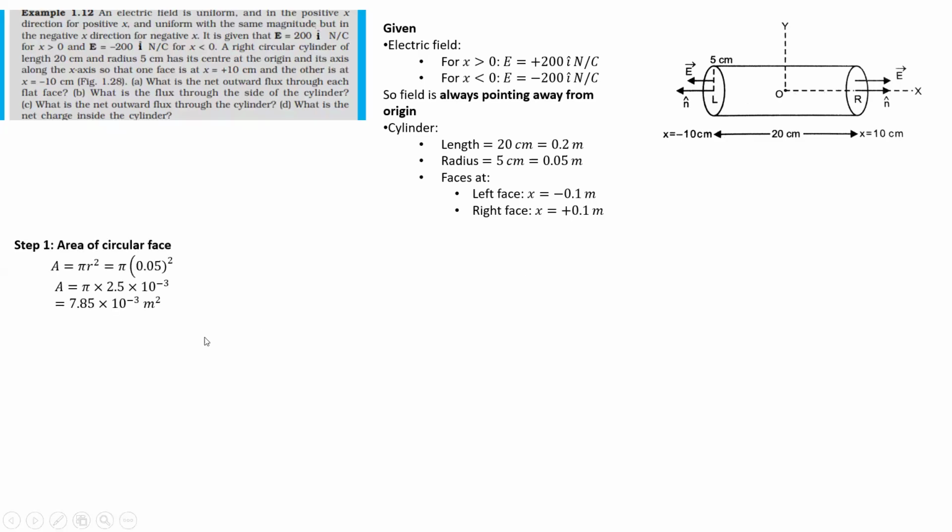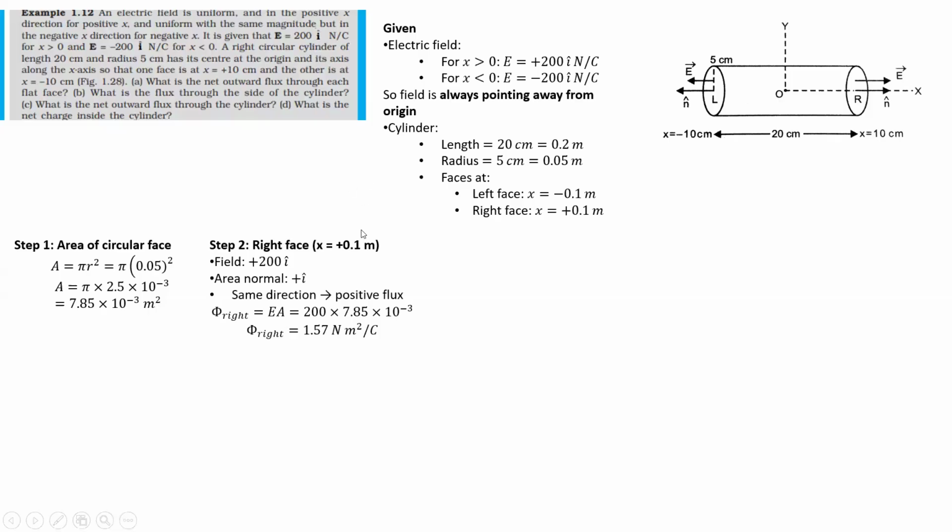Step 1, we first find the area of the circular face. Area is equal to pi r squared, pi into 5 centimeter divided by 100, that is 0.05 meter, whole squared. So we get the area as 7.85 times 10 to the power minus 3 meter squared.